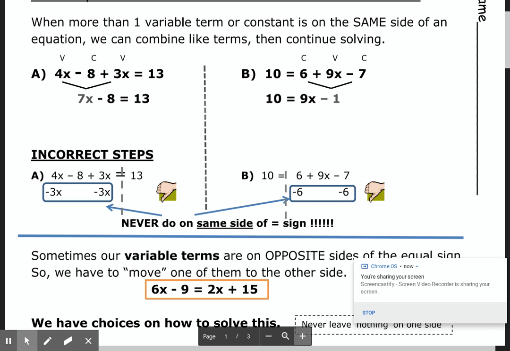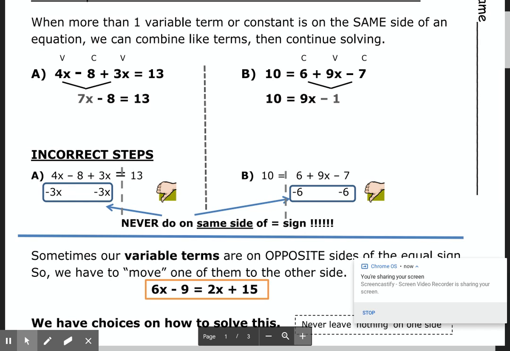You see that the 4x and 3x have a v above it. So that means variable terms, and then we have our constant. So we can combine the variable terms. So 4x and 3x is 7x, minus 8 is 13. Now then, I'm not going to finish solving it. I'm just showing you some places where I've been seeing some errors.